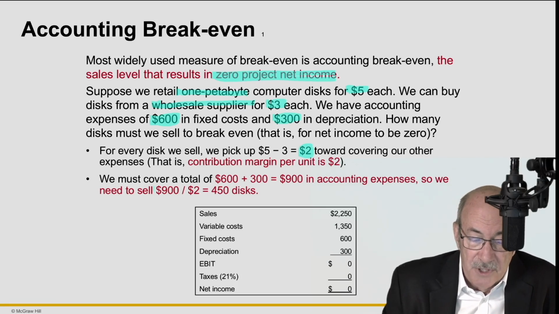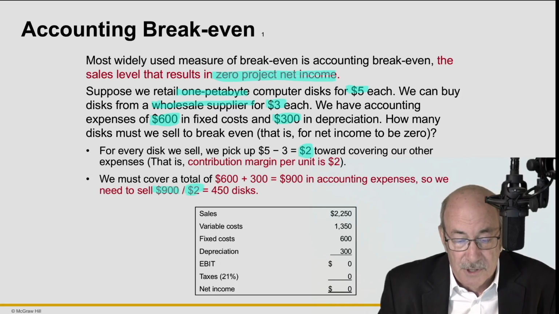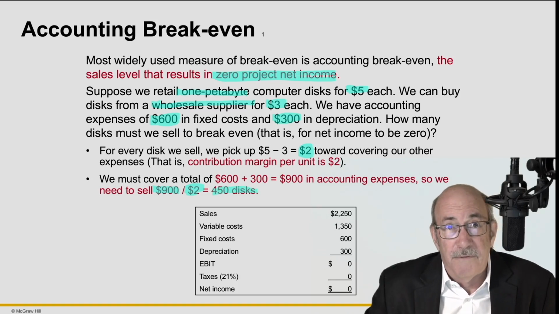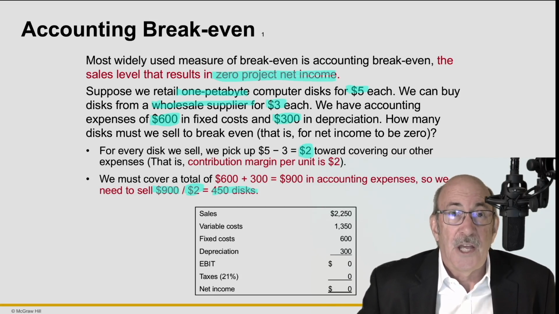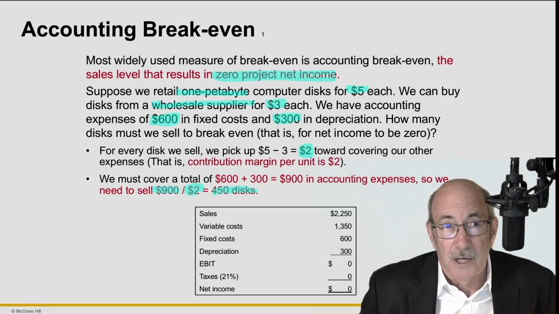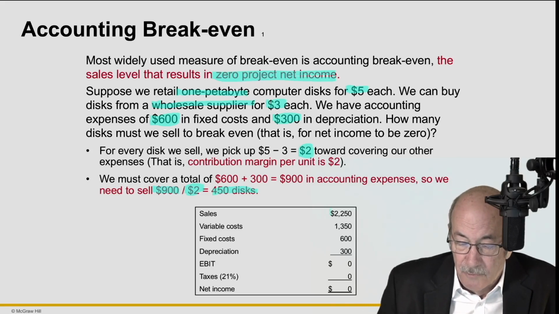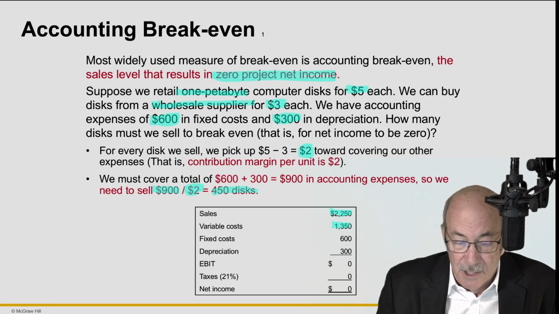So as a result, we're just taking that $900 divided by the contribution per disk, and that tells us that if we sell 450 disks, we will have exactly 0 net income. So anything above 450 is positive net income. So just to prove that out, they show an income statement here with 450. That's $2,250 in sales, $1,350 in variable costs. The fixed costs are $600. The depreciation is $300. EBIT is 0. We're assuming no interest. It means taxes are also 0. And we have 0 net income.